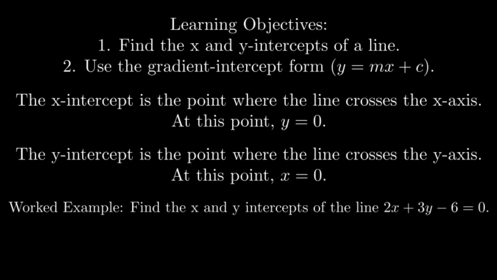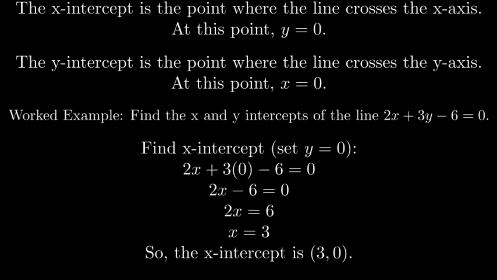Consider the equation 2x plus 3y minus 6 equals 0. Let's find its intercepts. First, for the x-intercept, we set y equal to 0. Substituting y equals 0, we get 2x plus 3 times 0 minus 6 equals 0. This simplifies to 2x minus 6 equals 0. Adding 6 to both sides gives 2x equals 6. Dividing by 2, we find x equals 3. So the x-intercept is the point (3, 0).